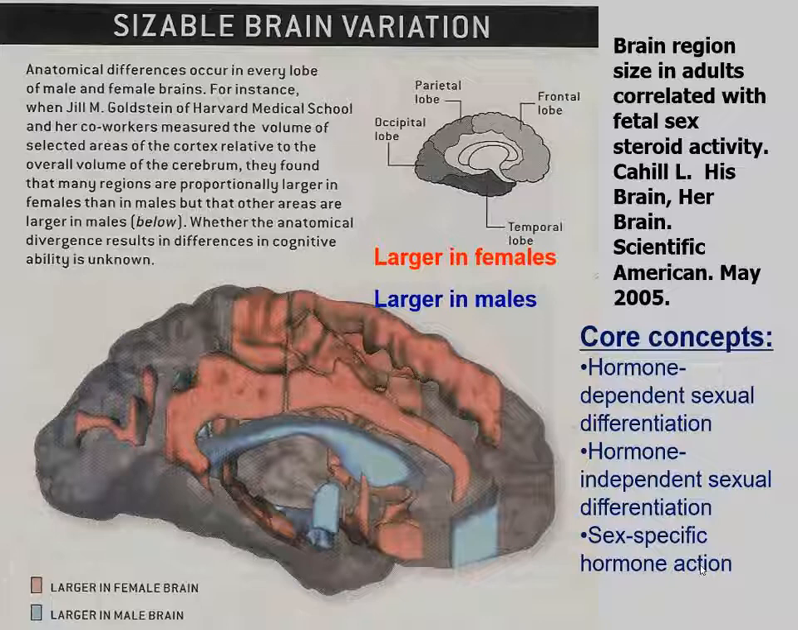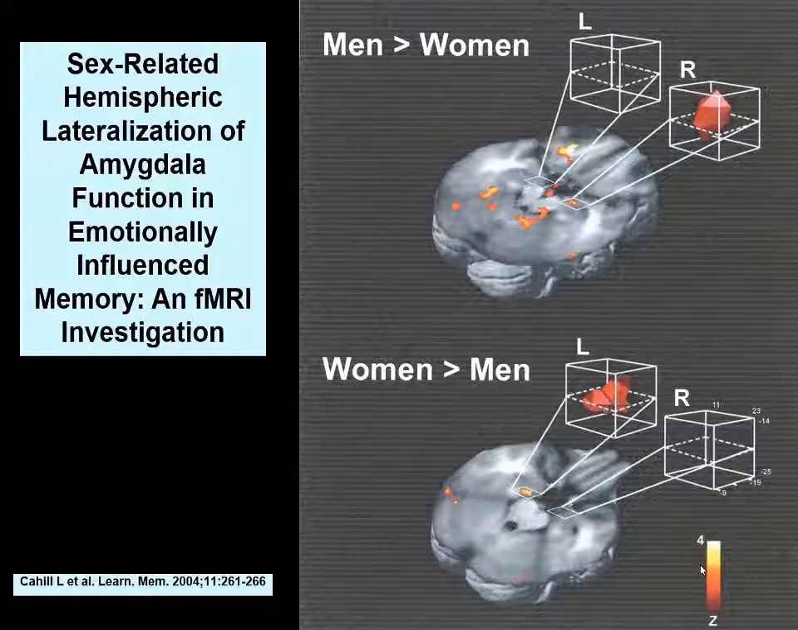Testosterone will have one set of effects on the brain of a female and perhaps different effects on the brain of a male based on genetics. We also know that even though the same brain parts exist in men and women, they don't always function in the same way. And this was a really fun study by Larry Cahill's group some years ago.